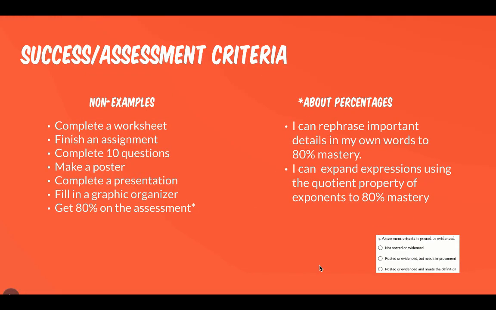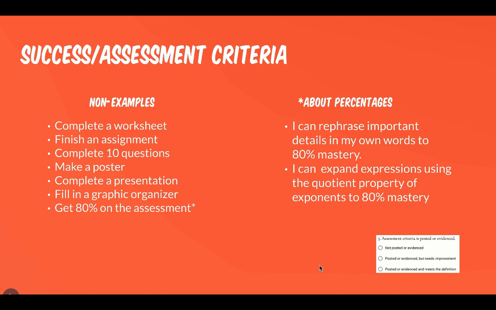Now that we've talked about what success and assessment criteria are, let's look at a few non-examples. Completing a worksheet, finishing an assignment, making a poster, and completing a presentation may be tasks or activities that students do to demonstrate learning, but they in and of themselves are not assessment criteria, meaning that a student couldn't look at the board and read "complete a worksheet" in order to gauge whether or not he or she has acquired that skill or has mastered that content.